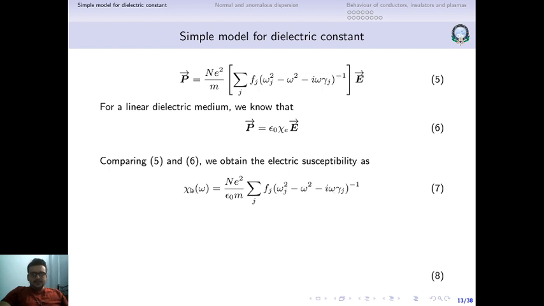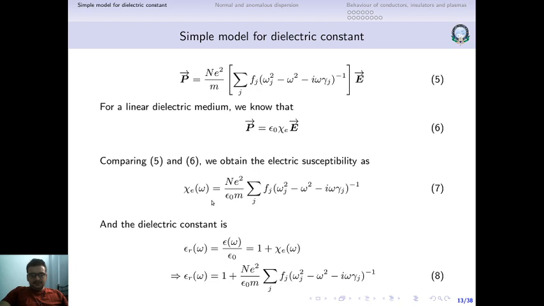Now once we know the electric susceptibility, we can find out the dielectric constant. So the dielectric constant is simply 1 plus chi e. The dielectric constant epsilon is also known as the relative permittivity, which is epsilon by epsilon naught. So the relative permittivity is equal to 1 plus chi e, so a factor of 1 is going to come into the picture. So we have epsilon r equal to 1 plus N e squared by epsilon naught m times this particular summation, which we'll call equation number 8. So this is the simple model for the dielectric constant that we are looking for, and this is the most important equation that we are going to encounter in this particular lecture.